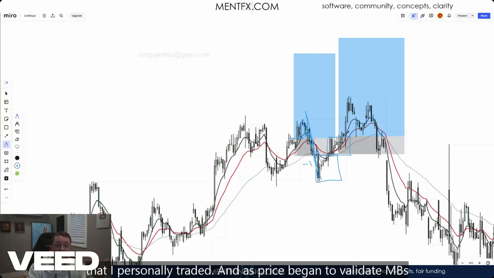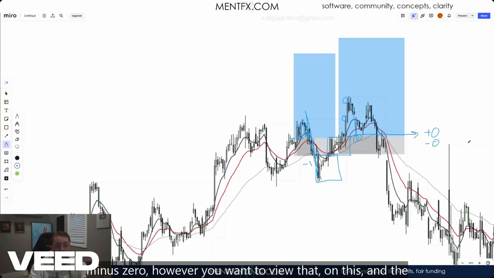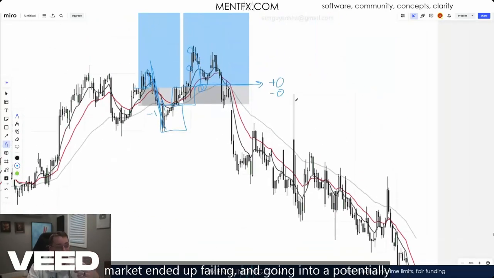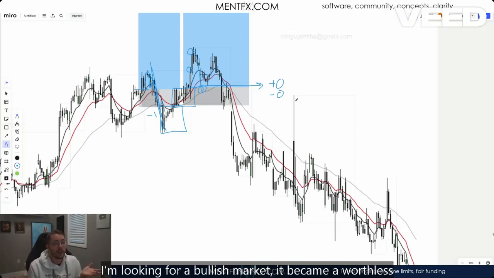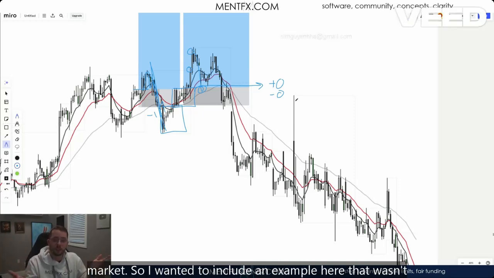And as price began to validate MBs higher, as it began to move higher, I moved myself to break even. And as price returned, I simply took a +0 or -0, however you want to view that, on this, and the market ended up failing and going into a potentially bearish market, or very simply, in a bullish scenario where I'm looking for a bullish market, it became a worthless market.